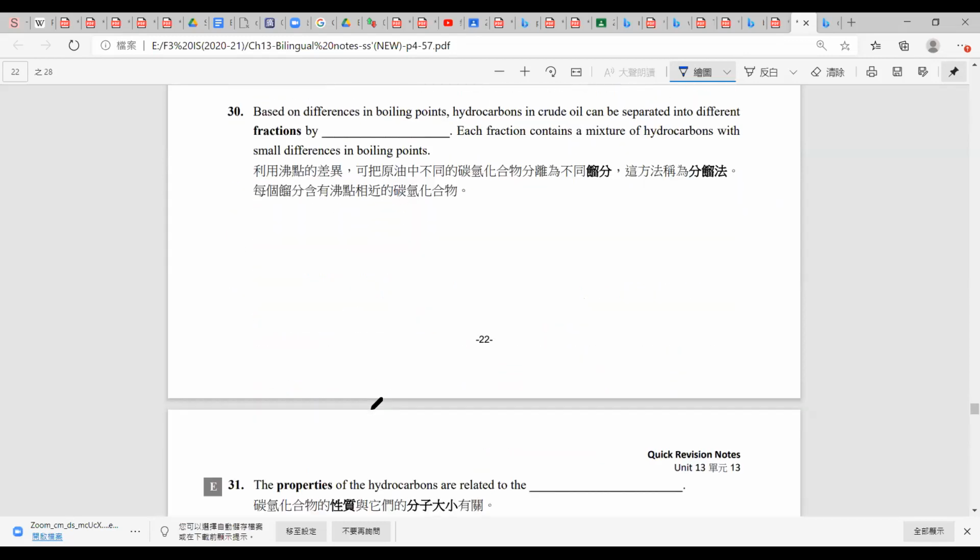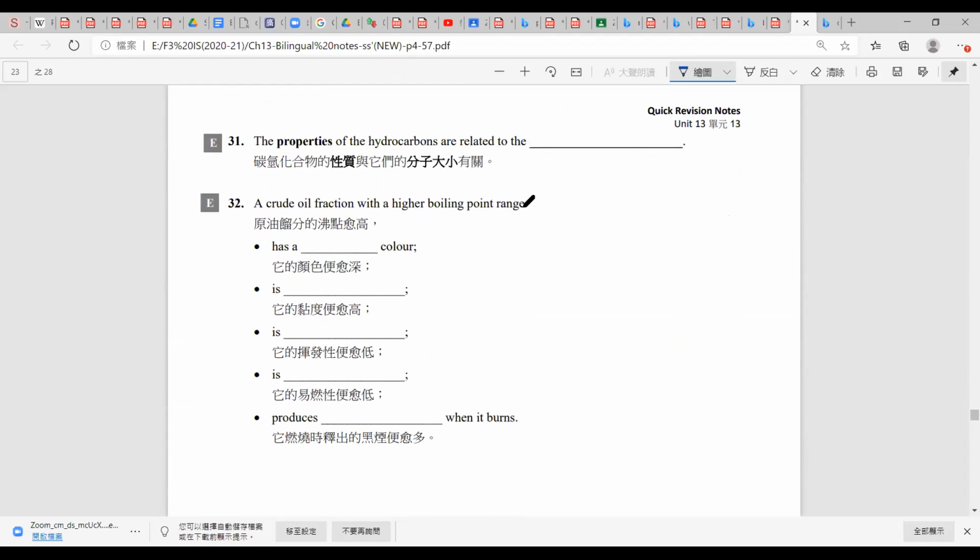Based on the difference in the boiling points, hydrocarbons in crude oil can be separated into different fractions by fractional distillation, 分流法. So each fraction contains a mixture of hydrocarbons with small differences in boiling point. The properties I just showed you in the last video are related somewhat to the molecular size of hydrocarbons.